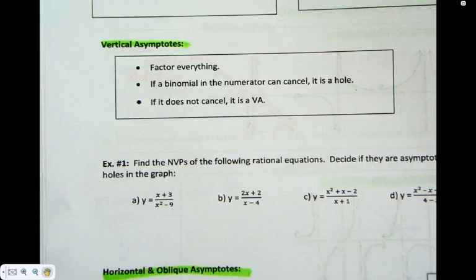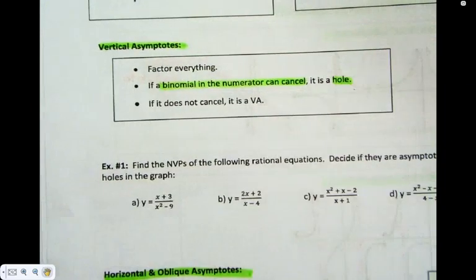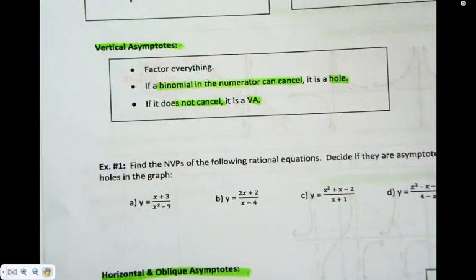Here's the trick between a hole and a vertical asymptote. If the binomial in the numerator can cancel, what it tells you is that there's a hole in the graph. If the binomial cannot cancel, it's a vertical asymptote. And I'll explain more what that means when we go through the first example. So we factor everything. If something cancels, it tells you that thing that cancels is a hole. If it doesn't cancel, it's a vertical asymptote. Okay, those are the two choices, hole or vertical asymptote.